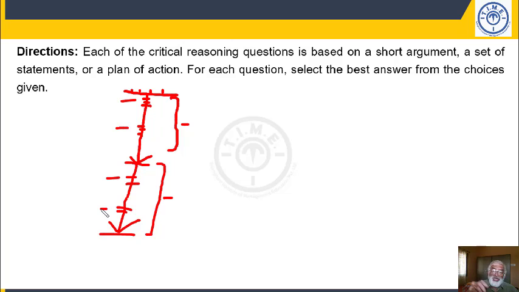Okay. So now that I had this blank space and I've used my artistic talents over here, let's move on. So we've got questions here and the directions, we don't have them on each slide because it's the same direction. Each of the critical reasoning questions hereafter is based on a short argument, which is somebody's expression of what they understand based on what they've used, a set of statements or a plan of action. For each question, select the best answer from the choices given because there'll be a question as well. Okay. Now let's move on to the first of these questions.